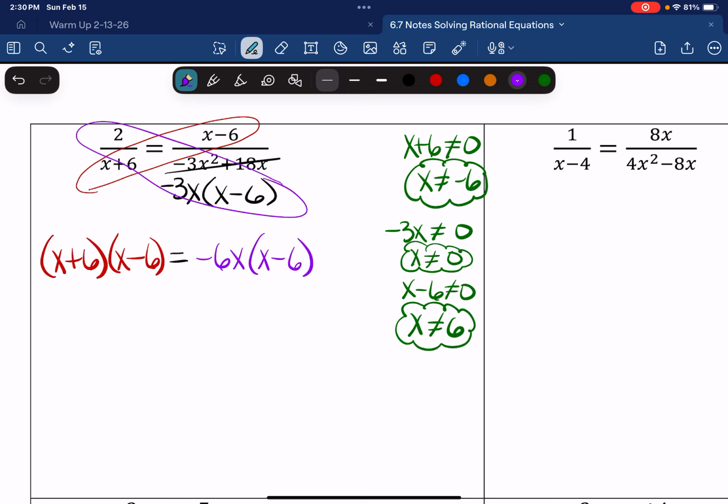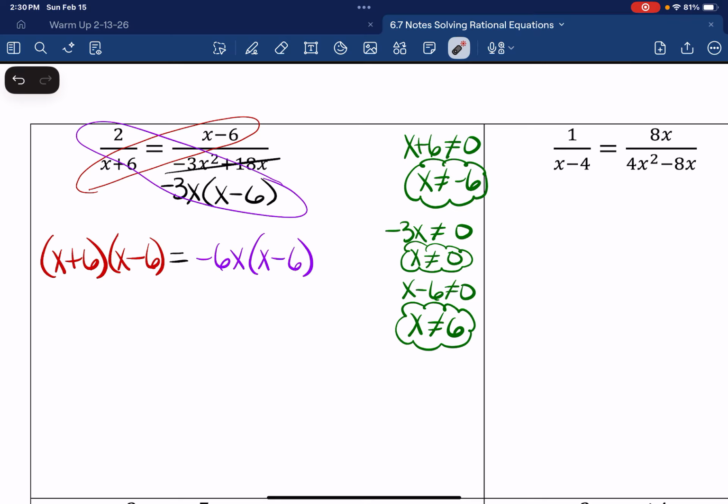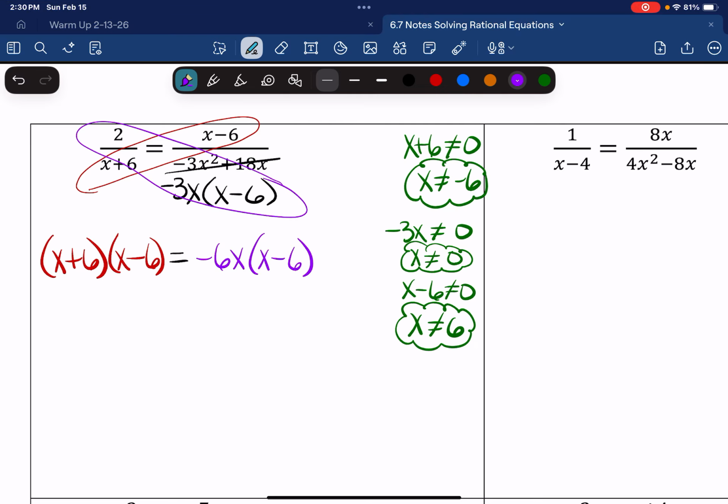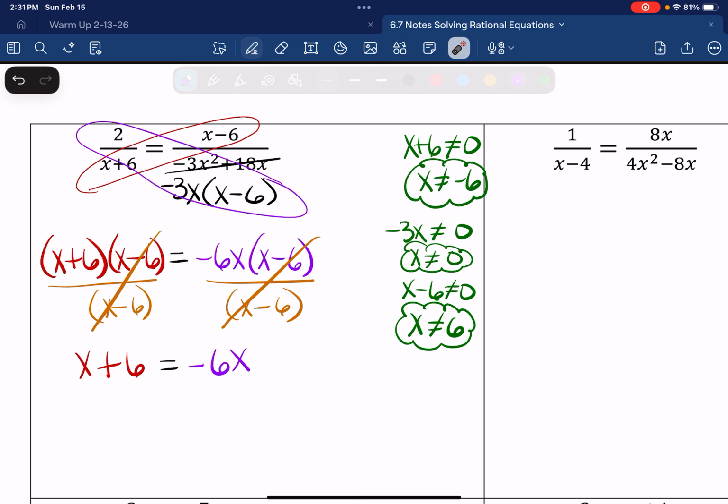Now take a look at this equation, and hopefully you recognize that you have the same factor on both sides of our equation. So I could essentially divide out the x minus 6 from both sides and keep my equation balanced. Okay, so I'm going to divide this side of my equation by x minus 6, and I can divide this side by x minus 6. Both of those will simplify out, and we're left with x plus 6 equals -6x.